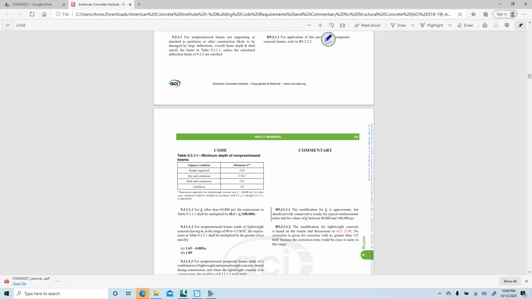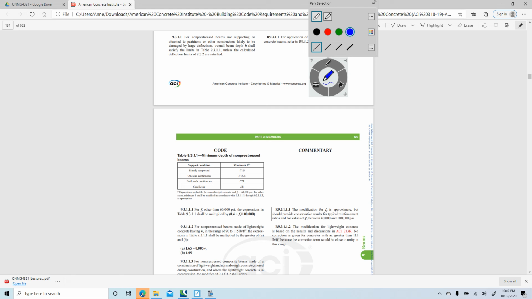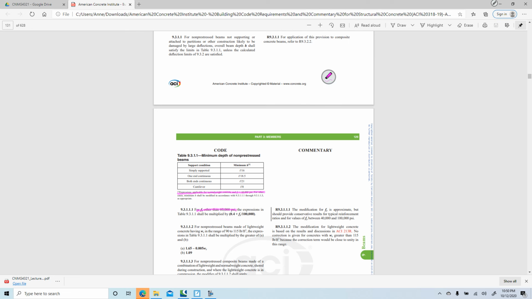If you also notice the little note down there, expressions applicable for normal weight concrete and fy of 60,000 psi. For other cases, as in if you have an fy of something else, or if you have lightweight concrete, there's adjustments that can be made. But this is just your minimum depth.